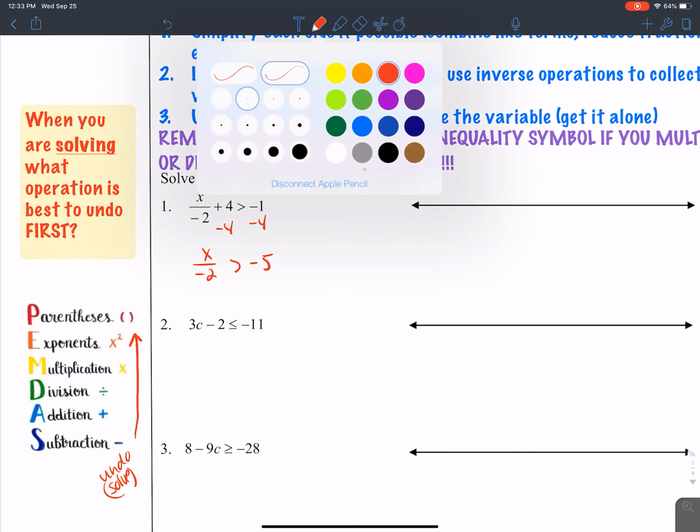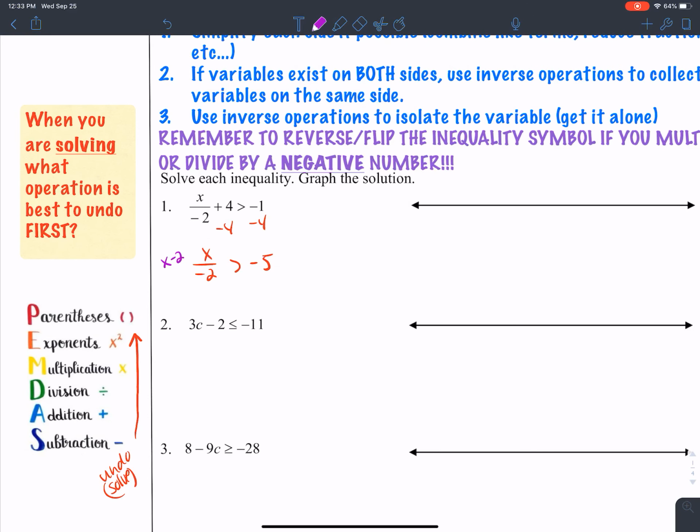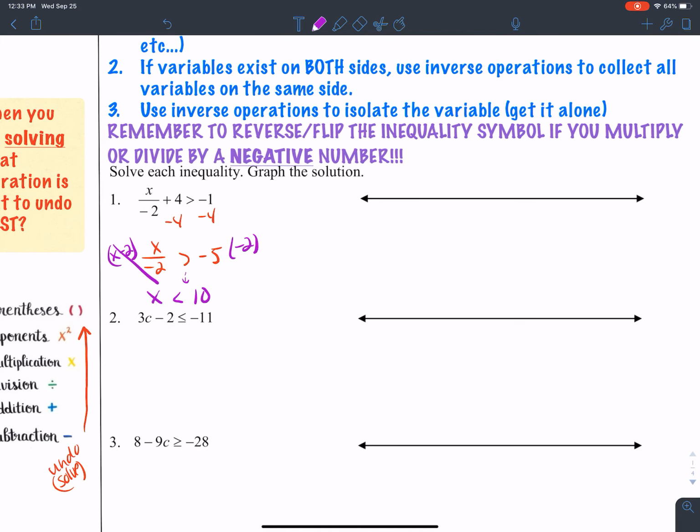And now here I do not want x to be divided by -2, so I'm going to multiply both sides by -2. Now in your head, when you multiply by a negative, I want that little bell to go off in your head and say, I just multiplied by a negative. So when I multiply by a negative, that inequality symbol needs to change its direction. So these are all the x's that are less than 10. So open circle at 10, and we'll shade less than that.